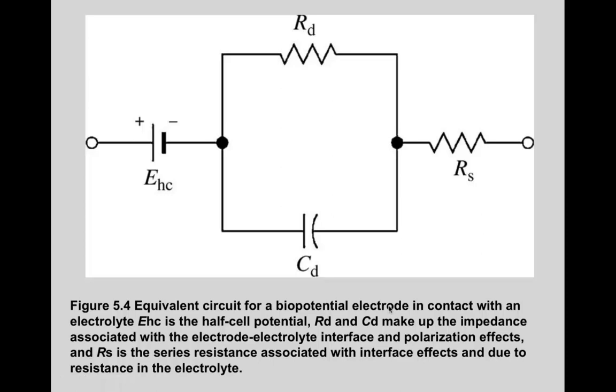So here's the equivalent circuit for the biopotential electrode that's in contact with an electrolyte, where E_HC, this voltage source here, represents the half cell potential. R subscript D represents the impedance that's associated with the interface and any polarization effects, as does C subscript D. And then R subscript S is the series resistance associated with interface effects and due to resistance in the electrolyte. So this would be your circuit model for the part of the probe, not the transducer itself, but from the actual transducer over here on the left would be the electrolyte surface, the electrode surface. This would represent all of the interface effects associated with the contact. So we're going toward the body as we move right, and we're going toward the instrumentation as we move left.